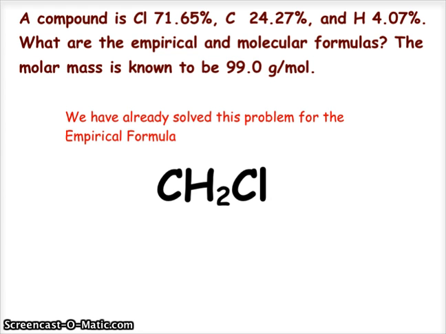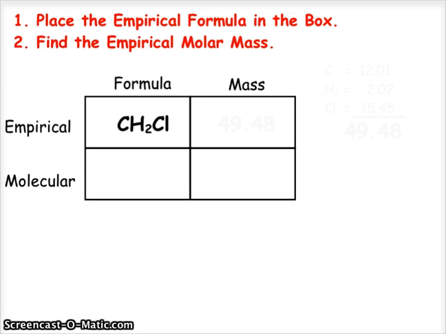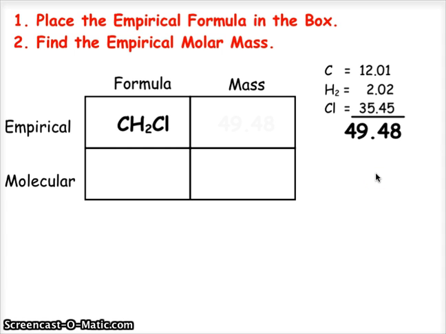We already solved this in the previous video on empirical formula, and we came up with an empirical formula of CH2Cl. What we're going to do is place that empirical formula in the box, and find the molar mass of that empirical formula. So C is 12.01, H2 becomes 2.02, and Cl becomes 35.45. We add that up and get 49.48, and that is going to be the mass of that empirical formula.